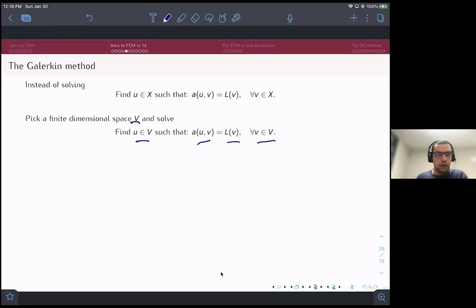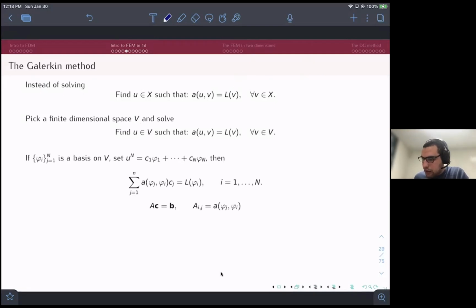Okay, so the Galerkin method just says the following. I have a weak formulation. I did not actually mention this before, this is what we call a weak formulation. Instead of having a weak formulation on an infinite dimensional space, we just pick a finite dimensional space and solve it.